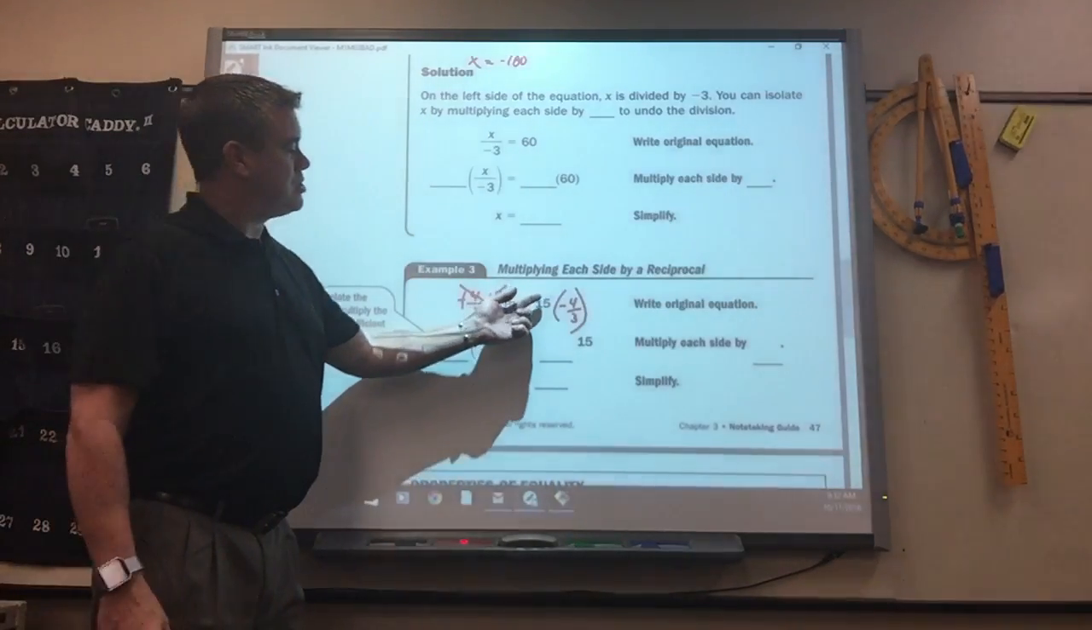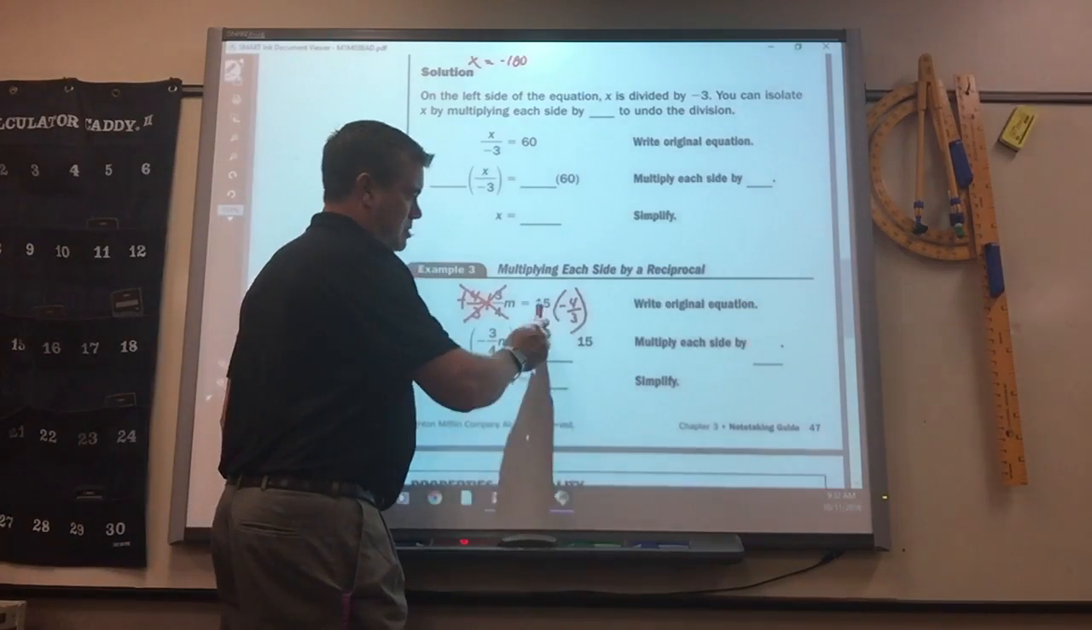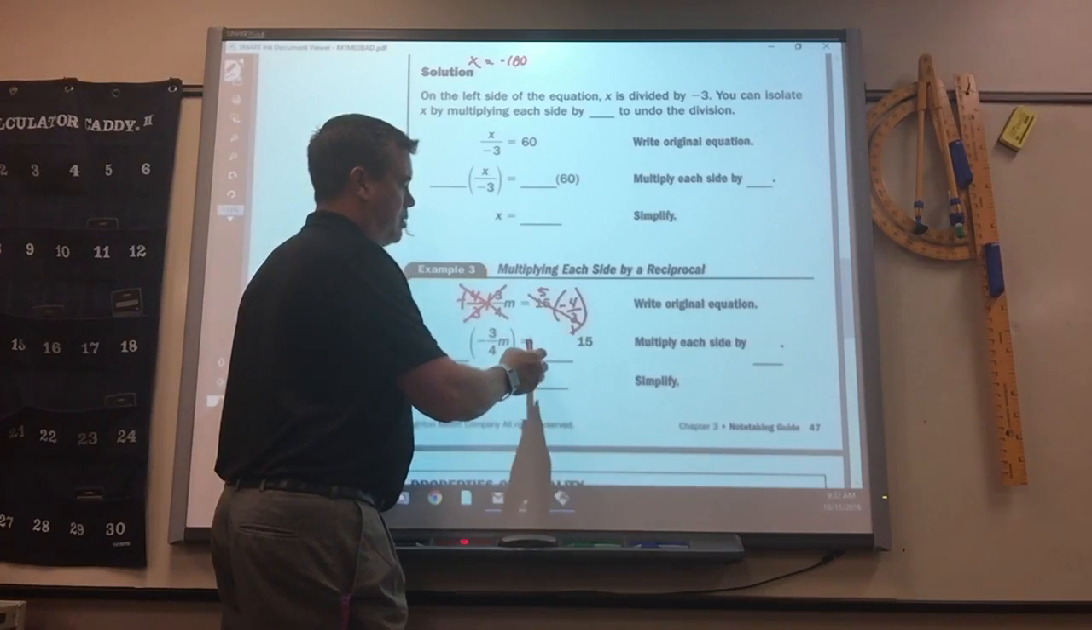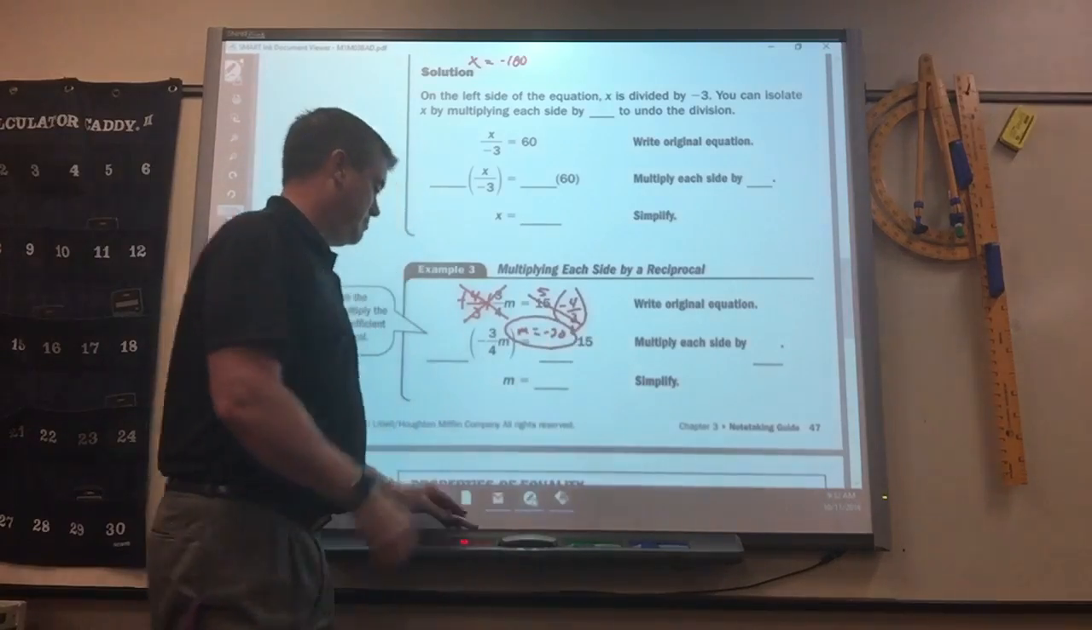So again, it's just top times top divided by the bottom. But this one you can see easily, we could cross cancel. 3 goes in there and in there 5, so it would be negative 20.